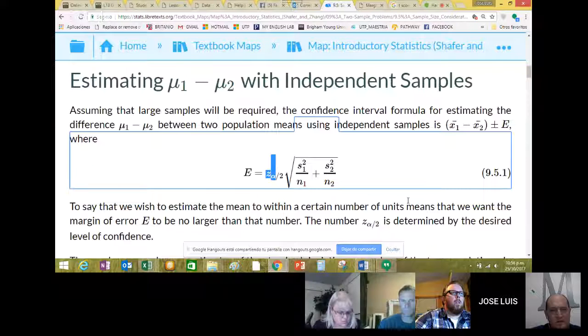So the margin of error is, do you have the number of the square root?